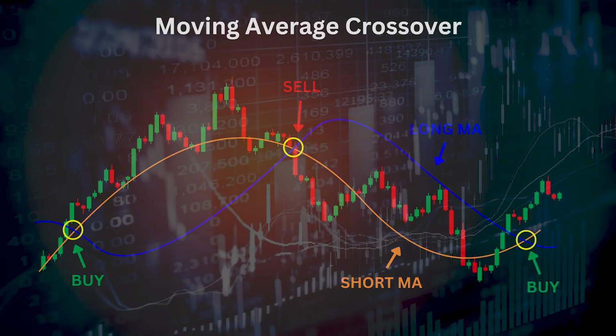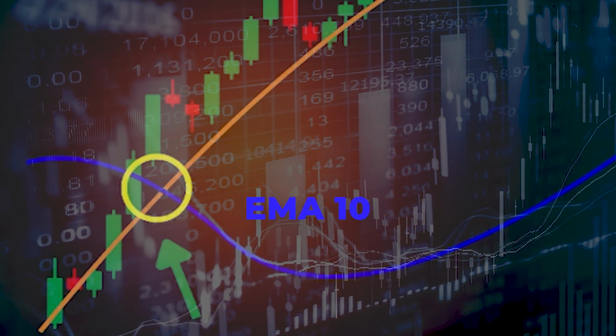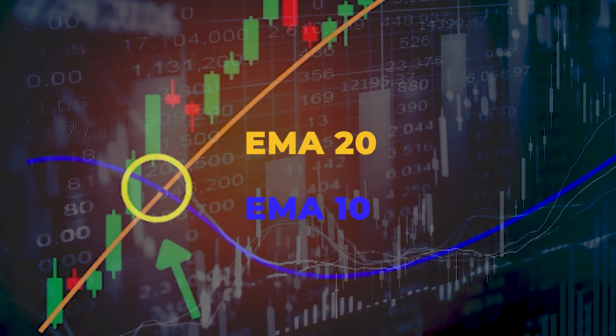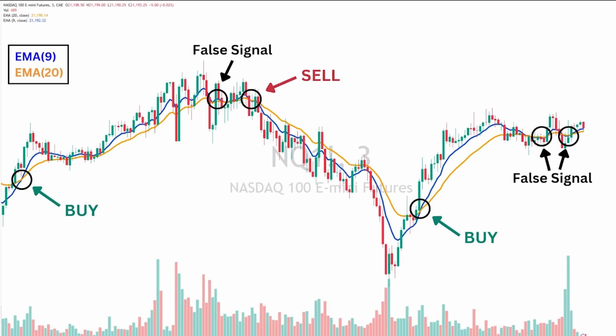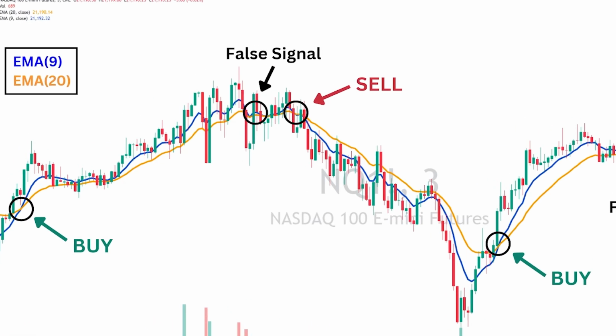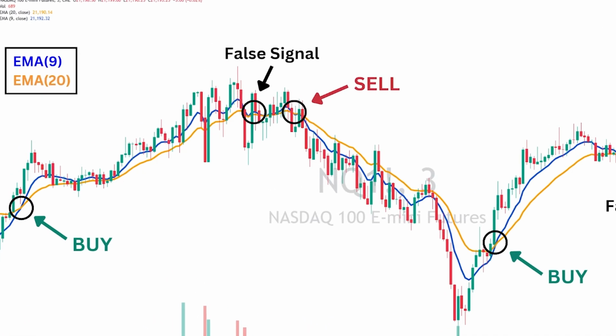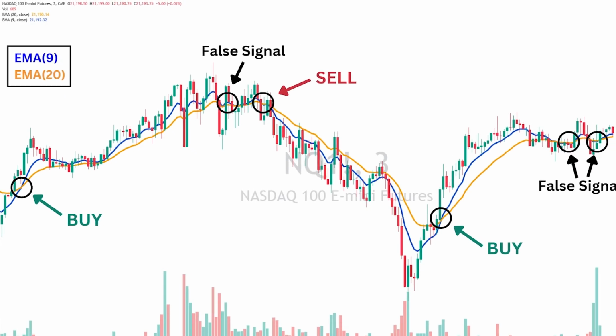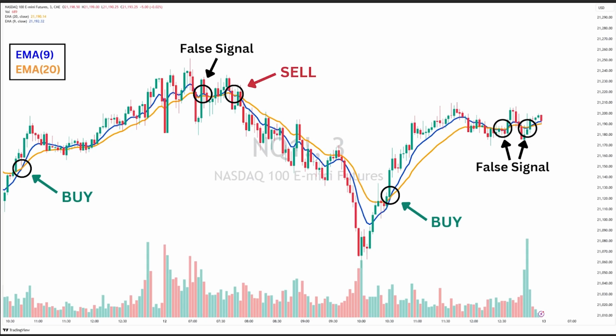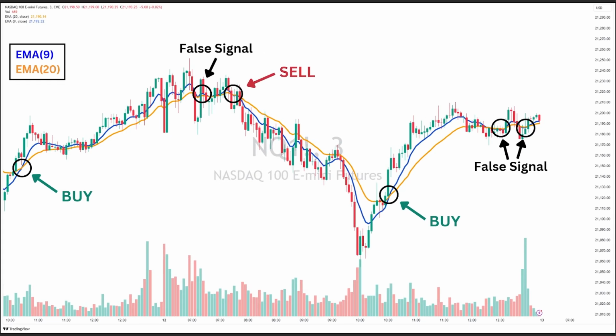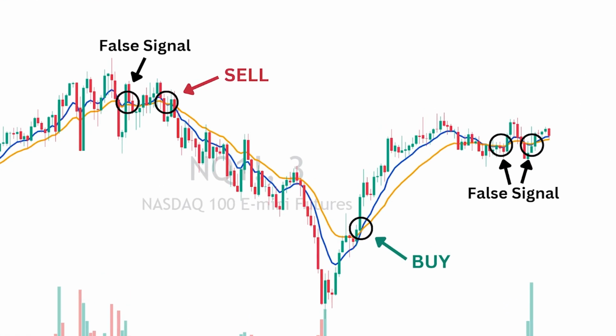For example, many traders use the EMA 10 and EMA 20 crossover to identify changes in short-term trends. Personally, I prefer the EMA 9 and EMA 20 crossover for my trades. Using the EMA 9 instead of EMA 10 makes the indicator more responsive to short-term price fluctuations, allowing me to spot potential opportunities earlier. However, this increased sensitivity also comes with a trade-off. It can produce more false signals.